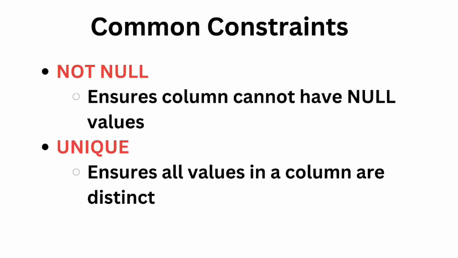So let's talk about some of the most common constraints used. The first one is not null. So the not null constraint, it's pretty self-explanatory. It's essentially telling you that a column cannot have a null value.